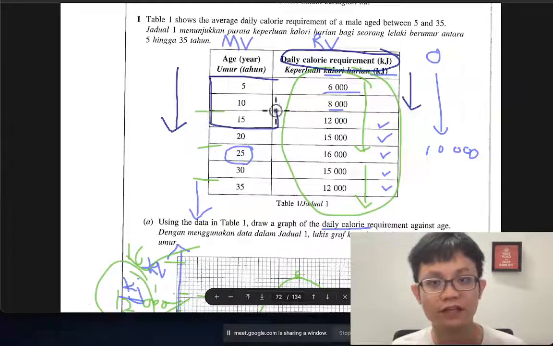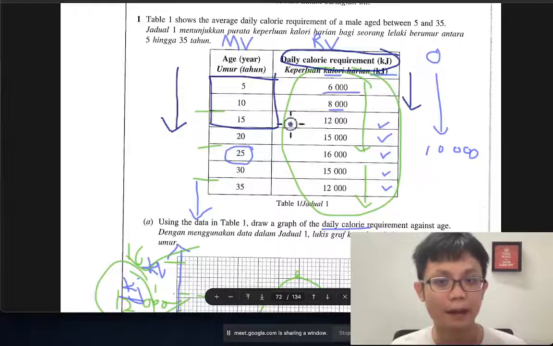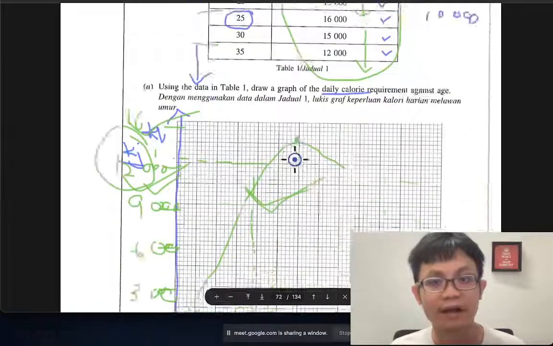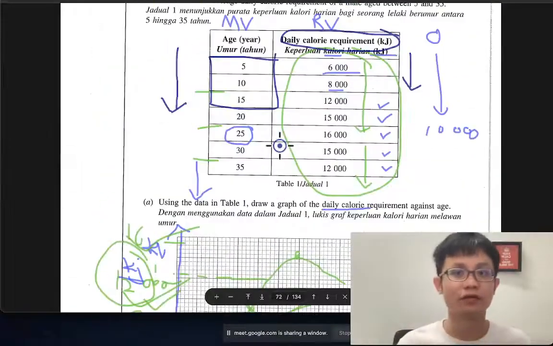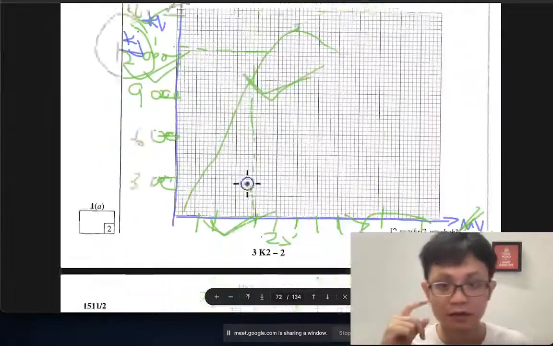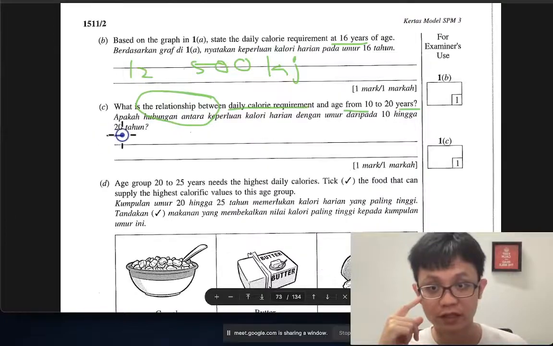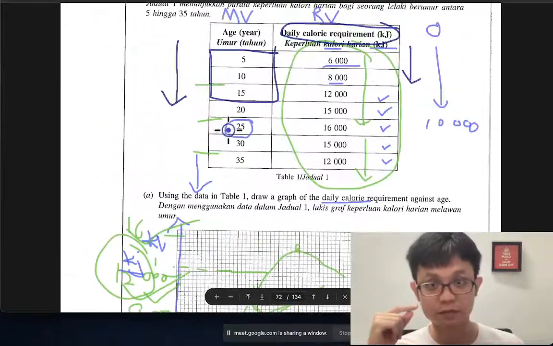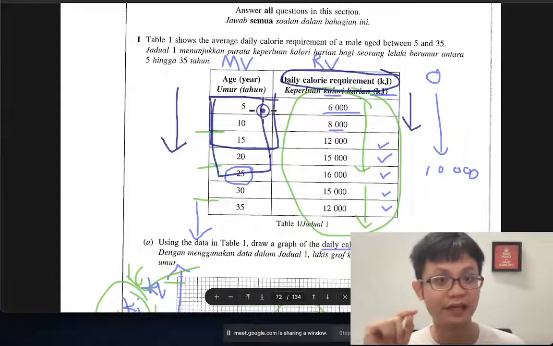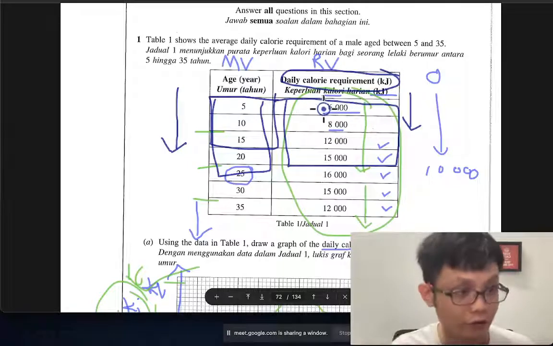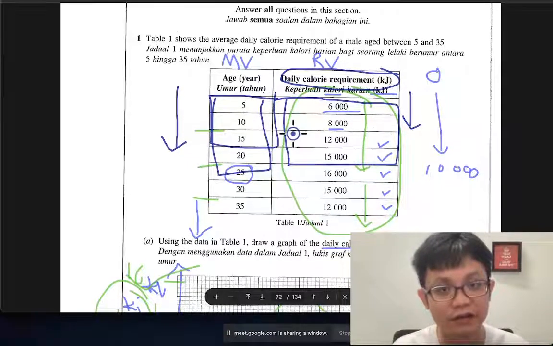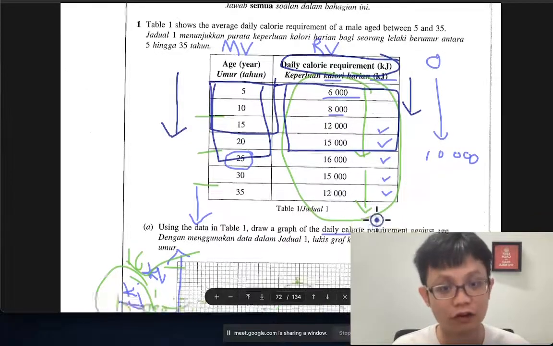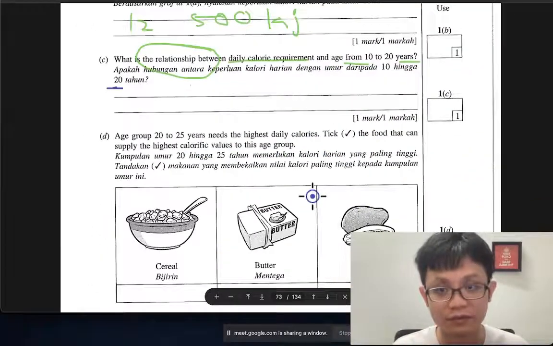5 to 15, is it the question? Yes, okay. Because they ask you the relationship, if the age increases up until 20, that's why you say up until 20, up until here. If the age increases, therefore the daily calorie requirement will increase as well. That is the relationship that I can see. But of course we can see that after that it slightly dropped due to the lower metabolism rate.